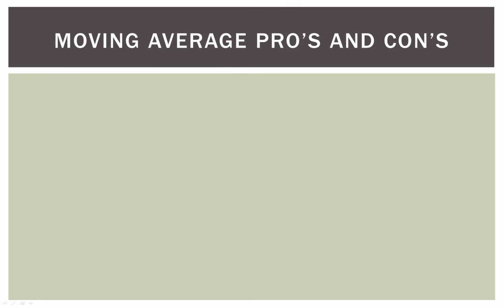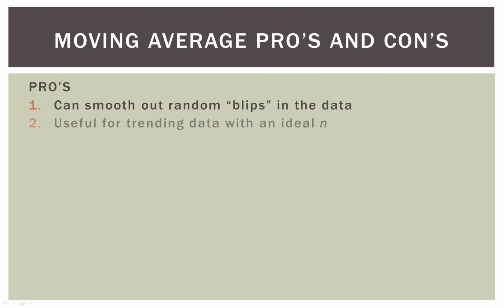Now, there are pros and cons to using moving averages, and it's really important to keep those in mind when you're working with your own data. Of course, a good thing is that the moving average can smooth out random blips in the data. So if you have one off year that's above or below the usual trend, it can kind of iron that out because we're doing some averaging.